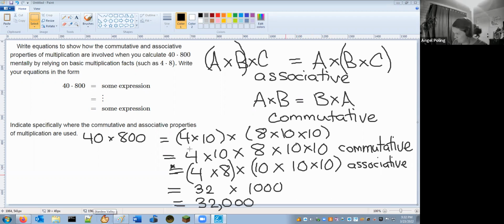Let's see. Did I have anything else to add? Not that I can think of, I guess. Might have interrupted my own train of thought there, but indicate specifically where we use the commutative, associative. We started at the start, we ended at the end, and we have equal signs connecting each expression along the way, right? And we also included the properties themselves, which always adds to the conversation and doesn't take away from it.